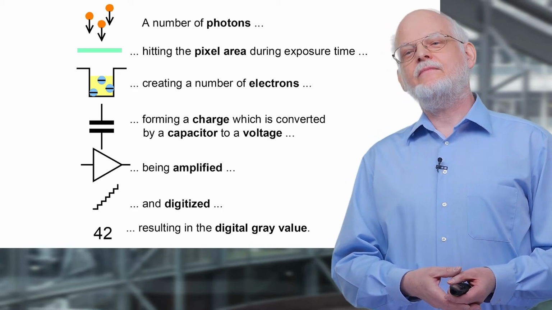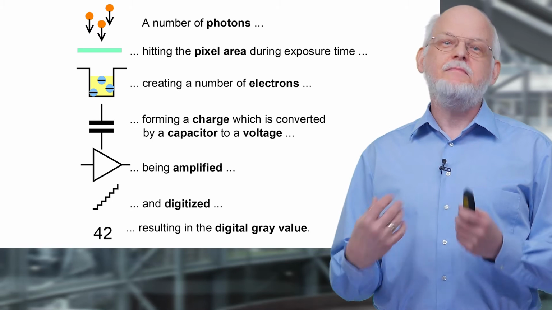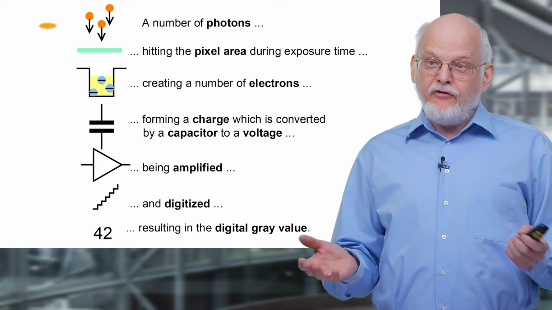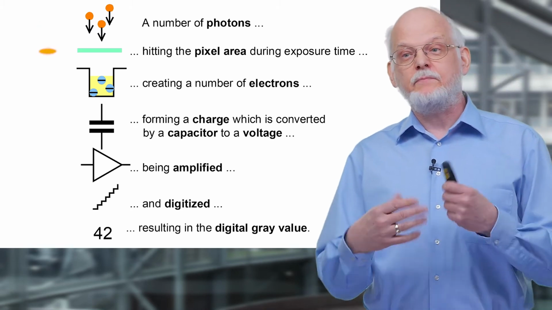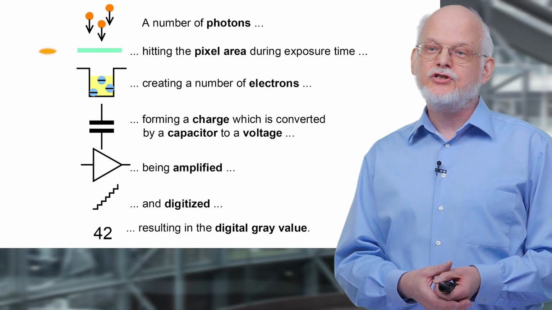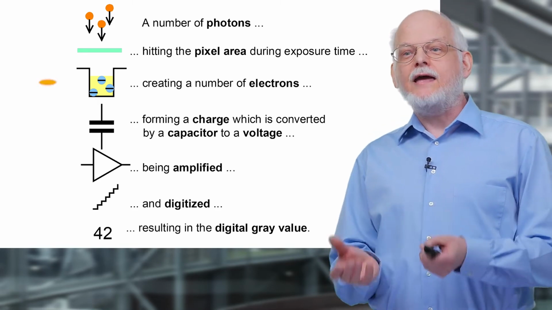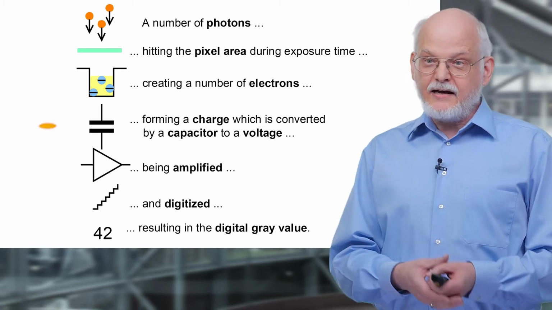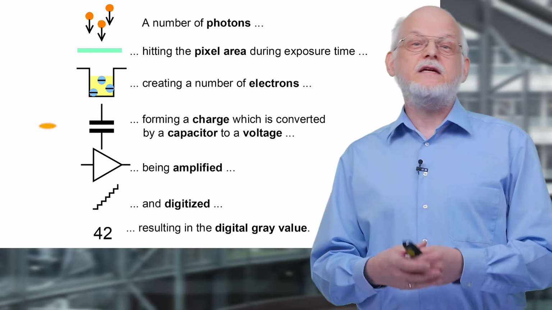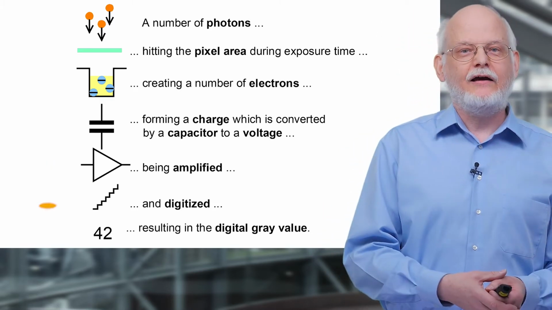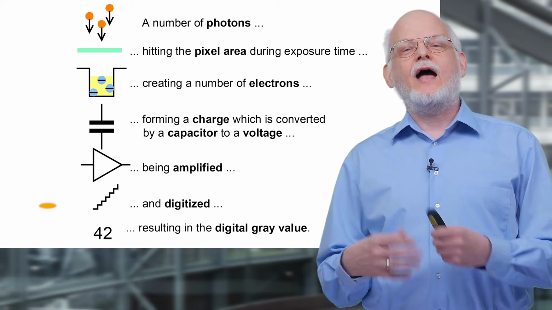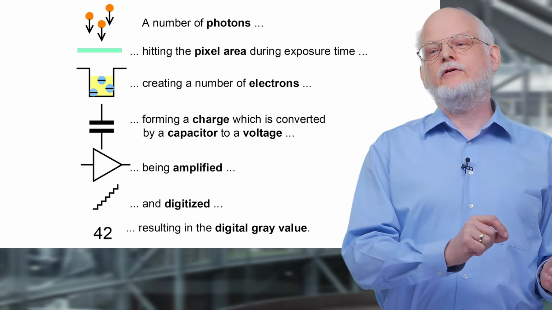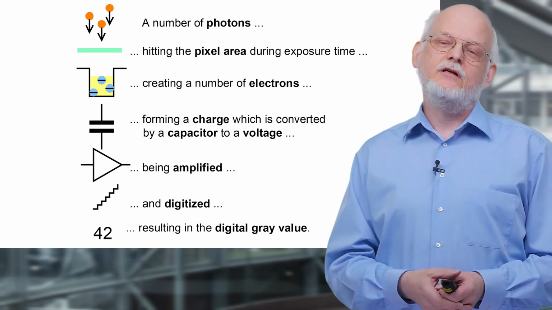Well, fortunately, the physics of imaging is well understood. A number of photons are hitting the pixel area during the exposure time. They create a number of charge units. They are collected at a capacity, being amplified and digitized so that finally you have a digital gray value. So in a sense, photons are converted into digital gray values.